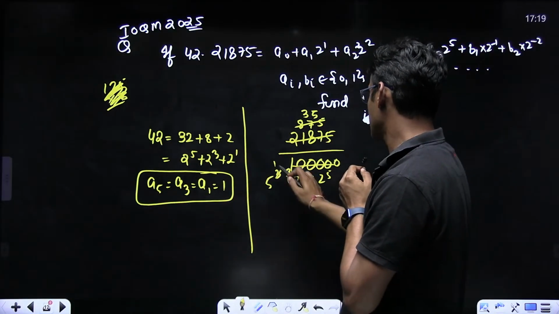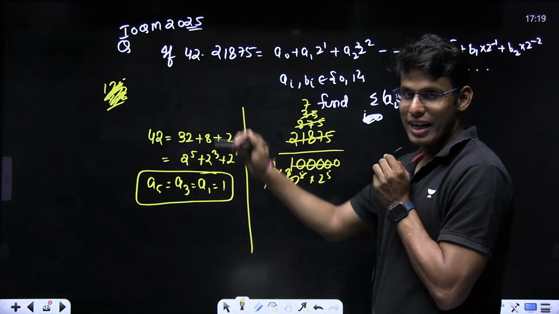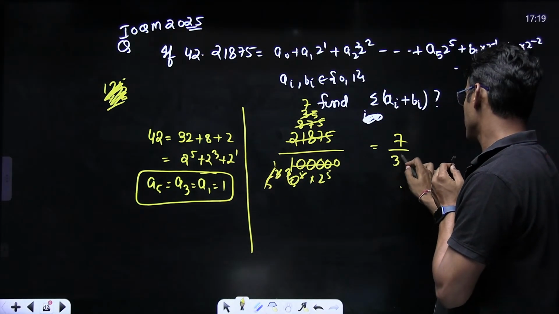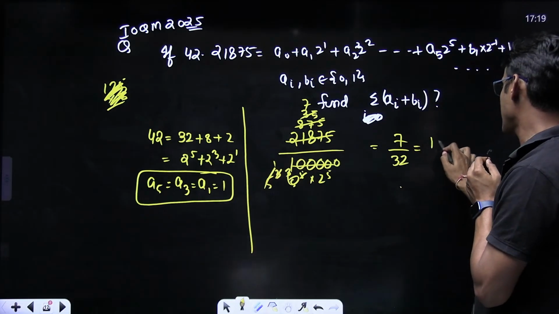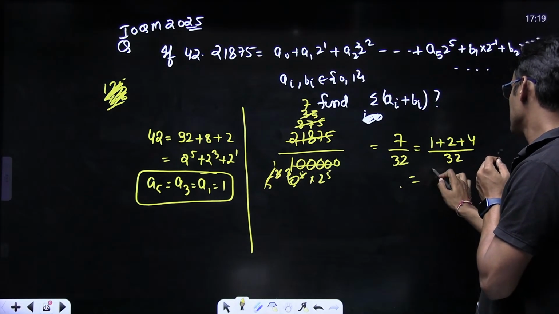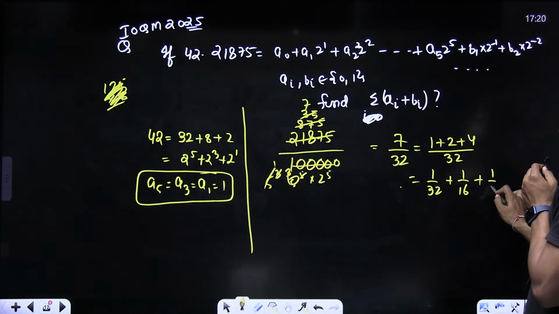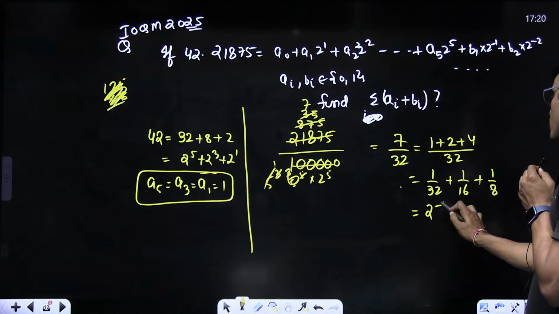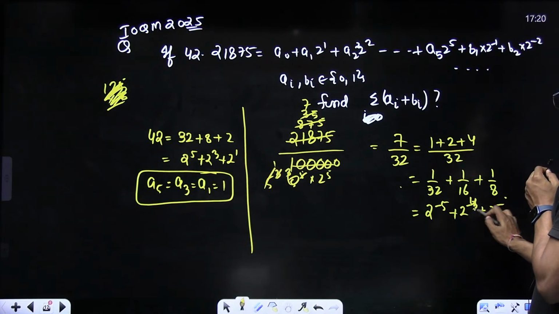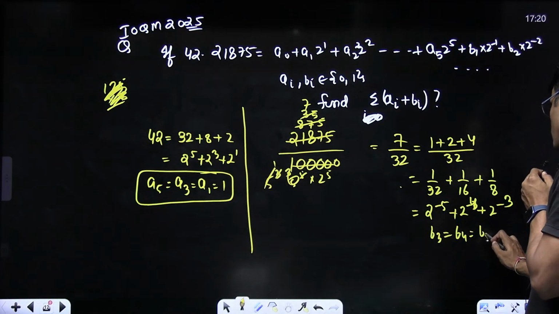Is it? And then this is 7. I was doing right. So this gives me 7 upon 32. I can write it as 1 plus 2 plus 4. So this becomes 1 by 32 plus 1 by 16 plus 1 by 8, which gives me 2 to the power minus 5 plus 2 to the power minus 3 plus 2 to the power minus 4 minus 3, which gives me B3 equals B4 equals B5 equals 1.